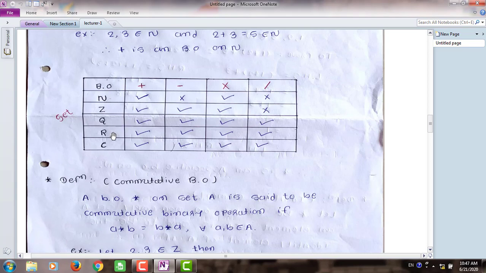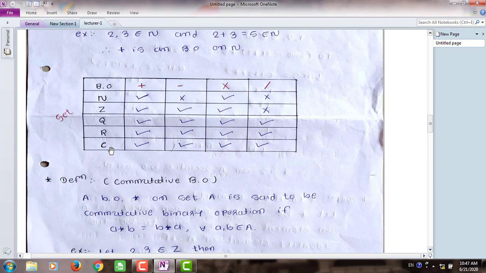The next one is the set of real numbers, R. Is addition a binary operation on R? Yes. Is subtraction a binary operation on R? Yes. Is multiplication a binary operation on R? Yes. Division is also a binary operation on R.